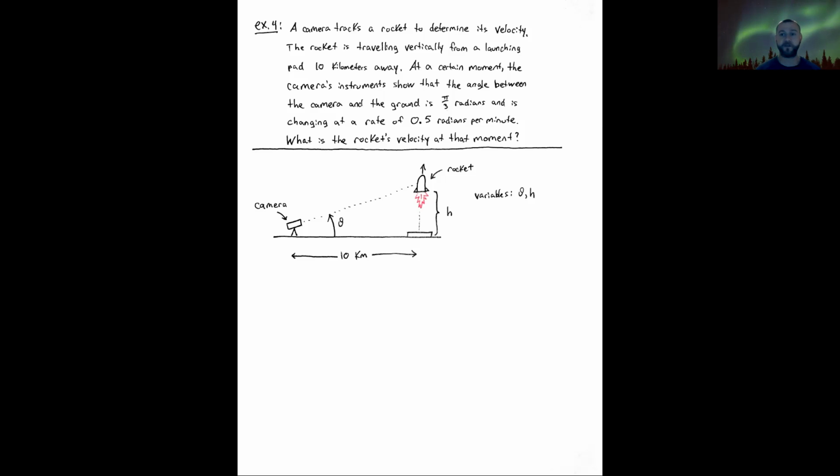All right, so for this question, our variables that change in time are theta and h. Now, before we click forward, the sketch does look like a right triangle, but notice we only have one given side length, that base length, the distance from the camera to the launching pad, 10 kilometers. The height is changing, and since the rocket is traveling up, the hypotenuse in that right triangle is changing, increasing as well. So we can't use the Pythagorean theorem here, even though we have a right triangle.